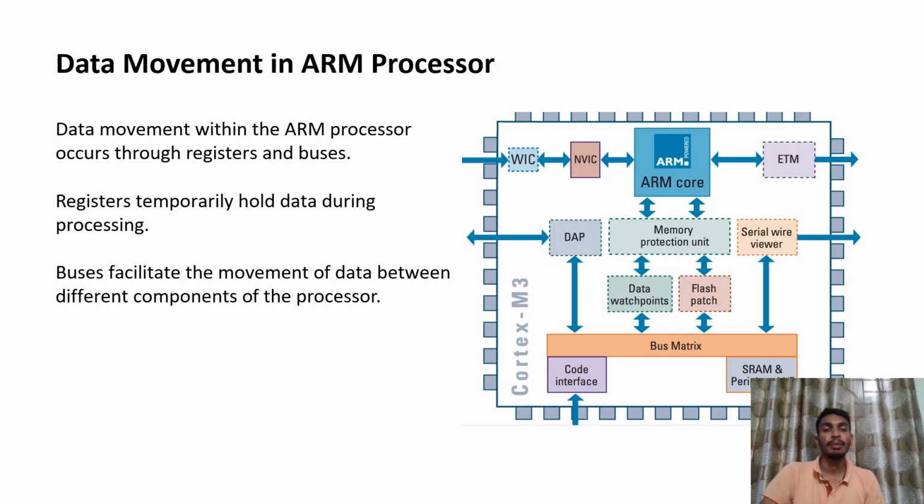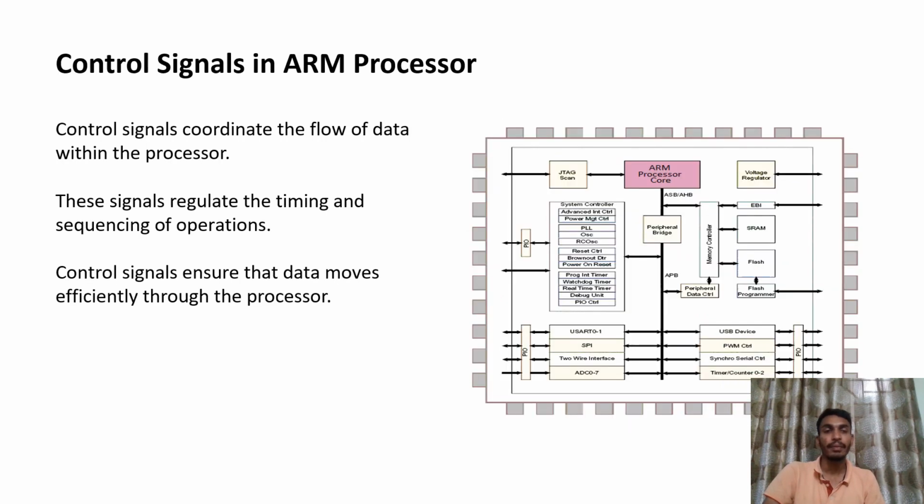Data movement in the ARM processor. Data movement within the ARM processor occurs through registers and buses. Registers temporarily hold data during processing. Buses facilitate the movement of data between different components of the processor.